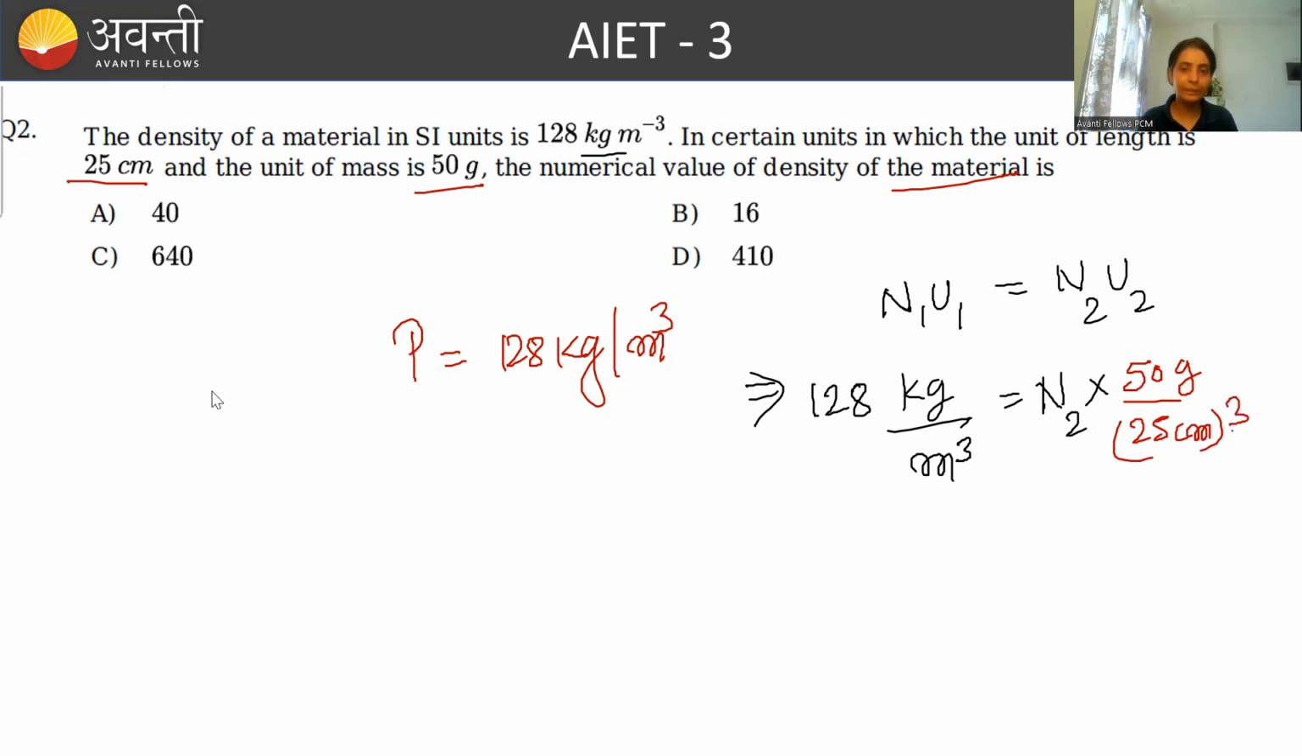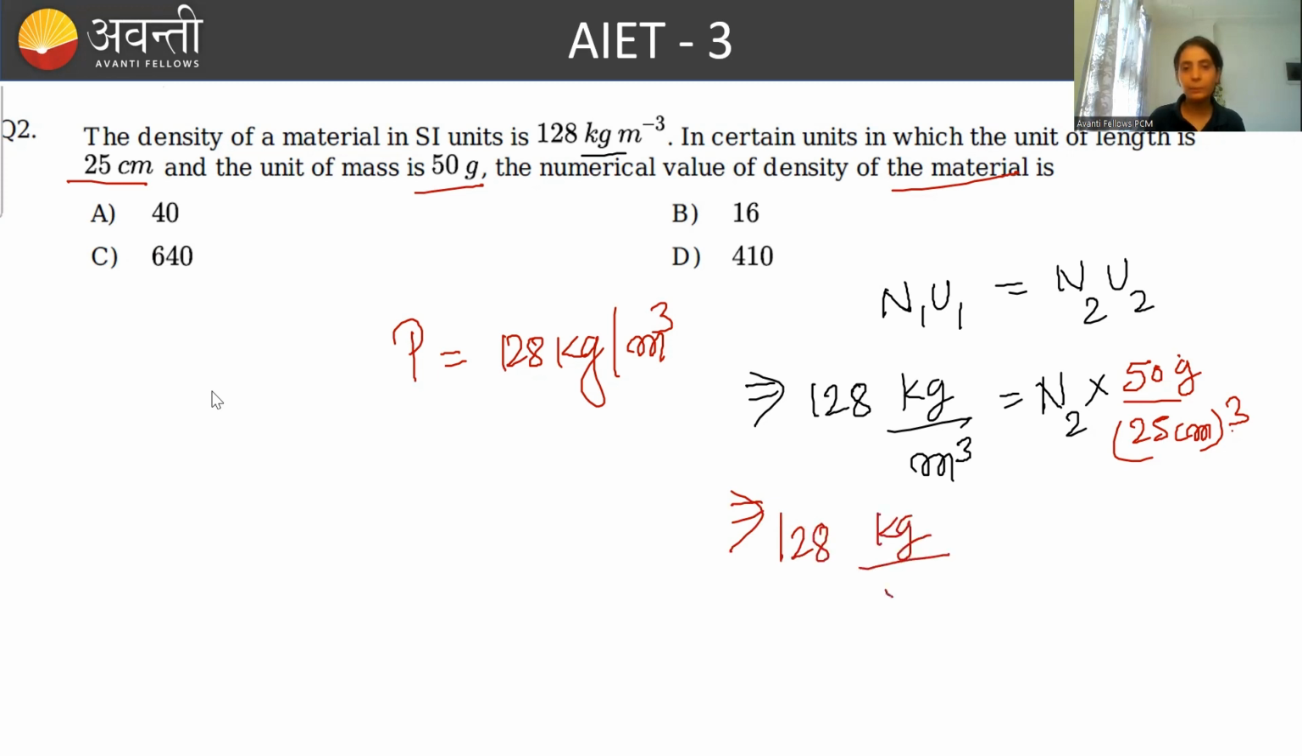Because we are calculating density, which is mass per unit volume. So in the second unit, mass is 50 grams, so mass by length cubed, and in the second unit length is 25 centimeter. Then the unit of length is 25 centimeter. Okay, so that is why I have written it like this. Now this is kg, this is gram, we can't cancel it, right? So let's go one step further.